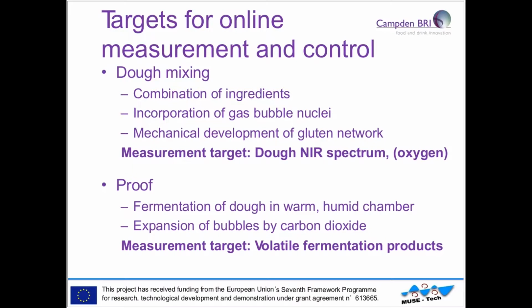And within the proof process, this is the stage at which the dough ferments with the yeast in it. It's placed in a warm, humid chamber to encourage that to happen. And fermentation produces carbon dioxide, which expands the bubbles and gives us the volume of the dough. And we felt it might be interesting here to measure the volatile products that are produced by fermentation and to see whether those would be useful control variables.